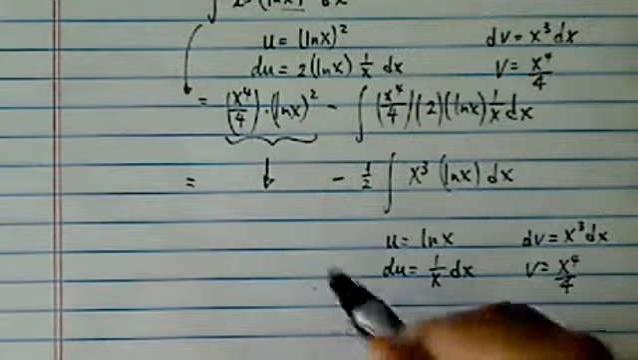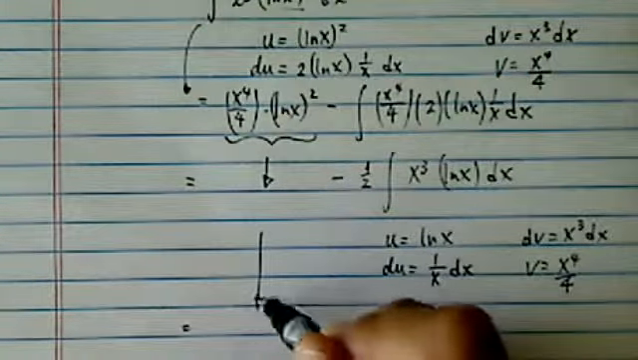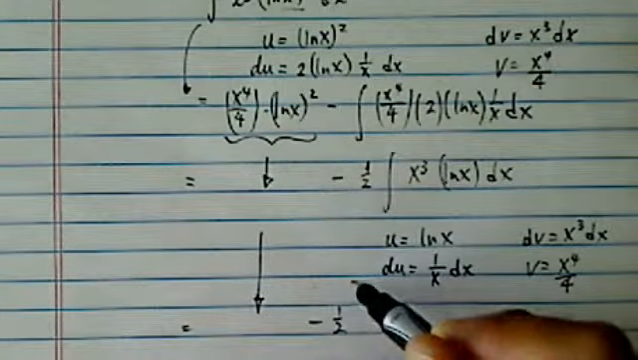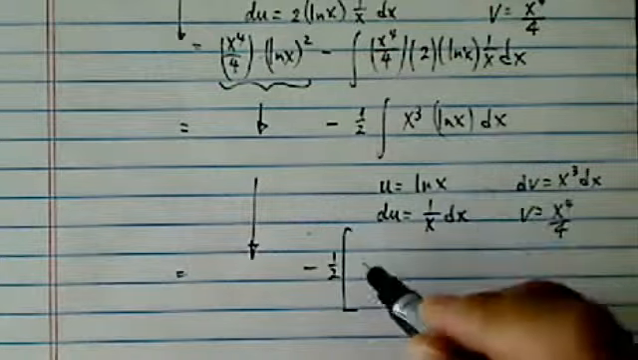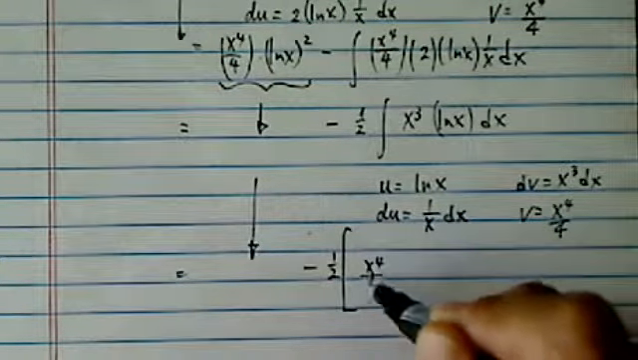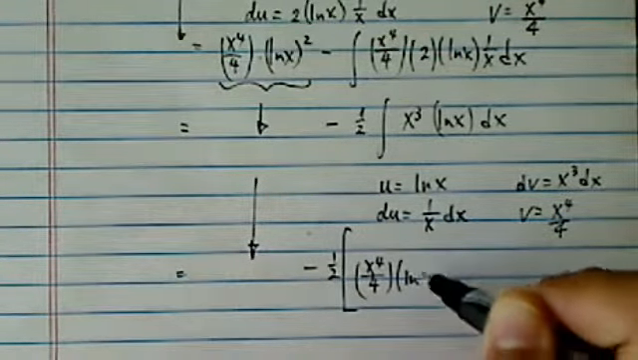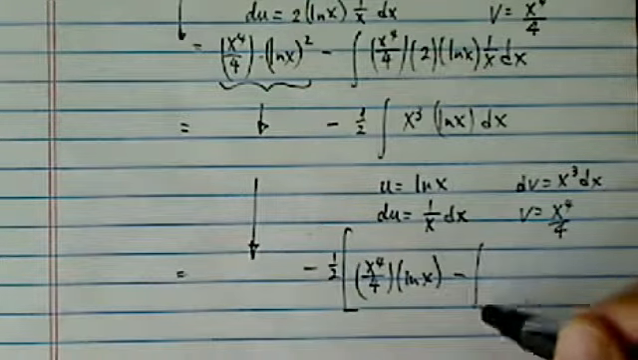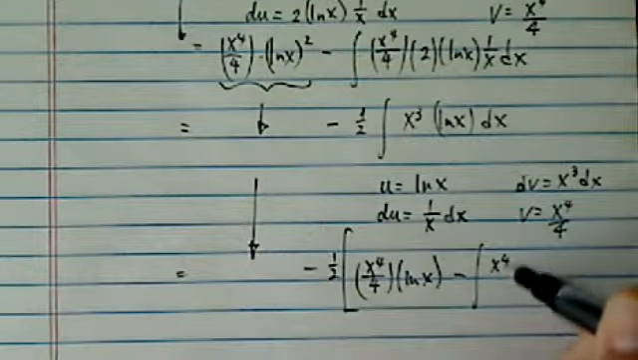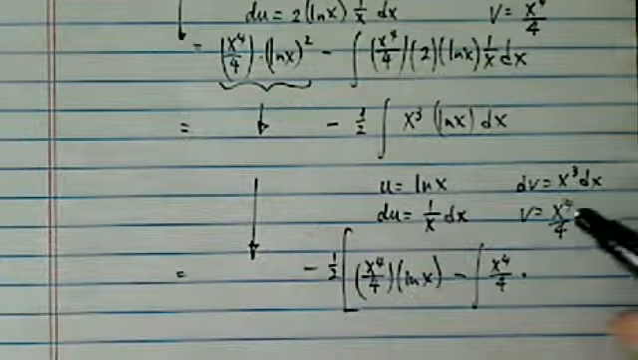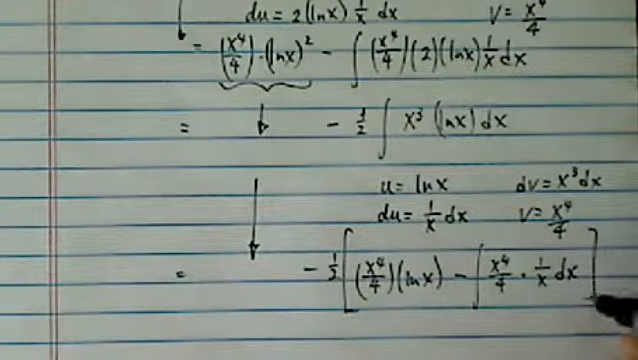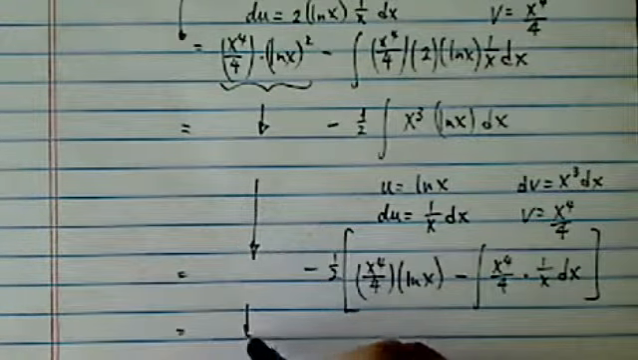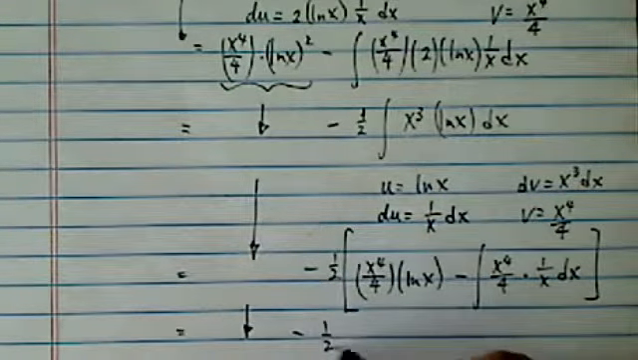Okay, so one more time. Equal to, this one still stays, minus half. Let's put a big bracket there so we don't forget anything. uv here is x to the fourth over 4 natural log of x, minus v du. Let's put it in there. x to the fourth over 4 times v du is 1 over x dx. Okay, that looks reasonable. We can pretty much handle it.